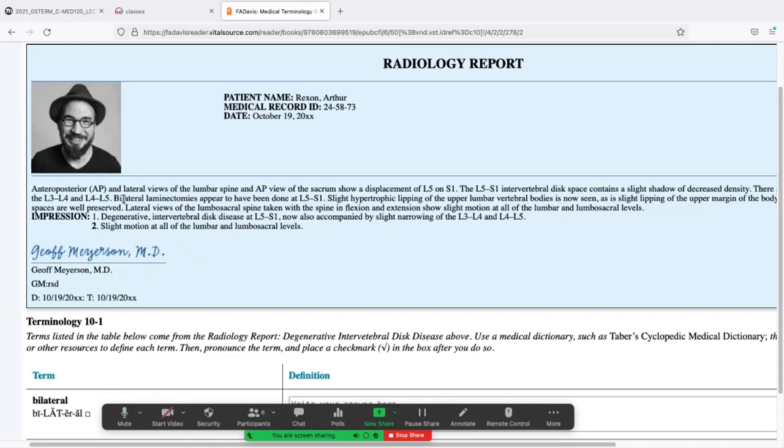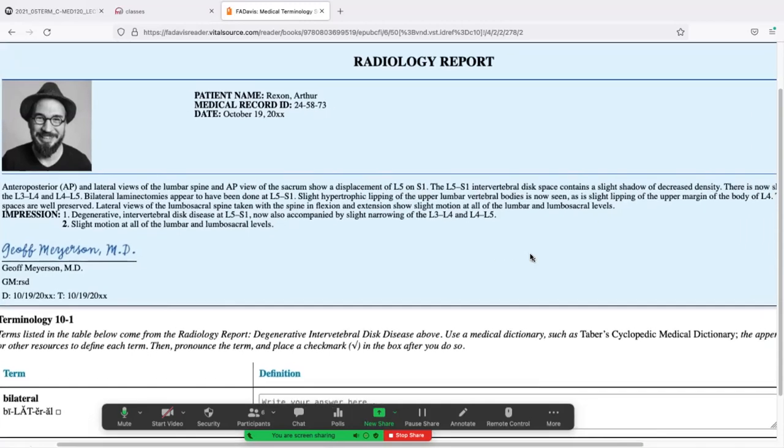AP and lat views. So how many views did he have? Two. He had a lateral view from the side and another view from the front to the back. The AP view showed displacement of his L5 on his S1, meaning his last lumbar is now impinging and pressing on his first sacral bone. The L5-S1 intervertebral disc has a slight shadow of decreased density.